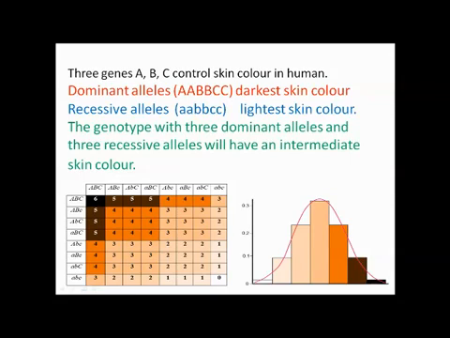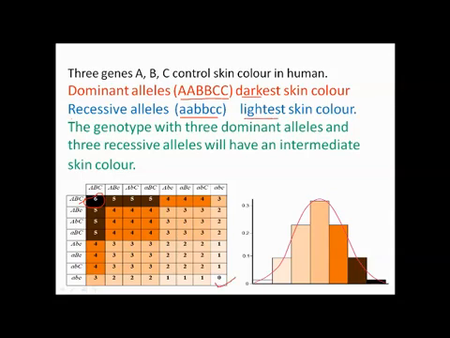Here the dominant alleles are written as AA, BB, CC. All are homozygous, and because they are dominant, they are written in capital letters. So it is the darkest. Then the recessive alleles, they are homozygous recessive, small aa, small bb, small cc, which shows the lightest color. So this is the one that is lightest.